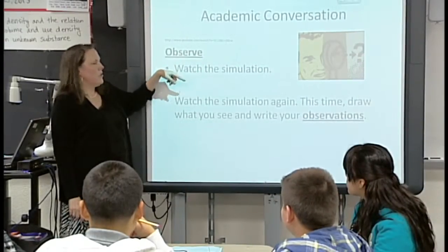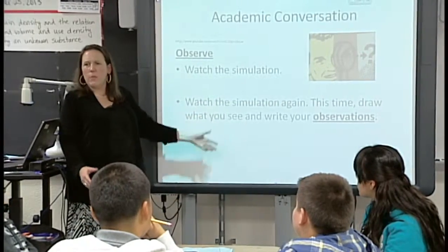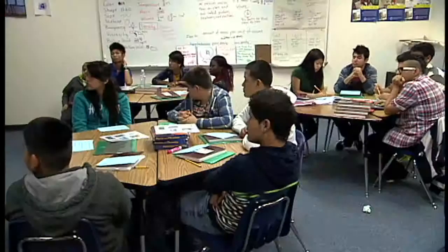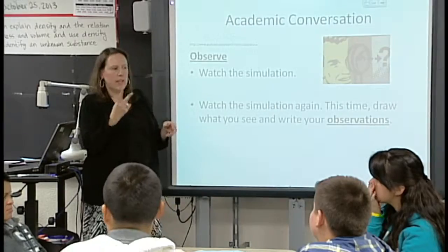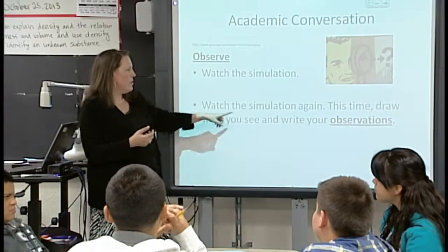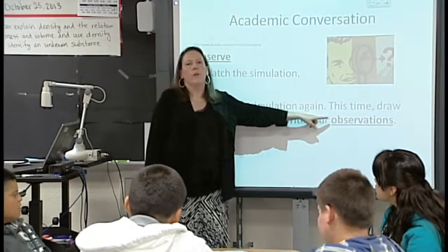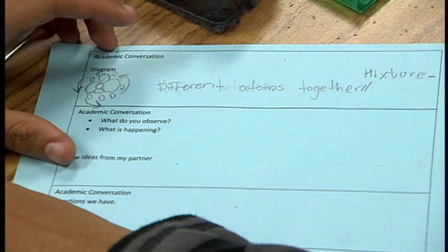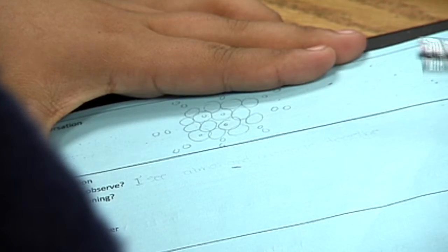So we're going to watch a simulation. First, you'll just watch the simulation, okay? I want you to observe what is happening. What do you see and what is happening? And then we're going to watch the simulation again. The second time we watch the simulation, I want you to draw and write your observations.